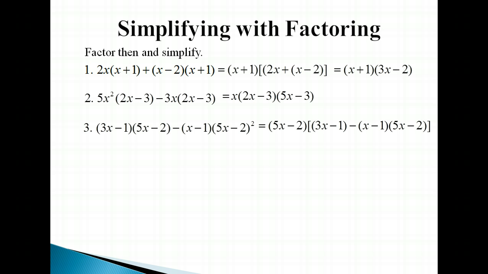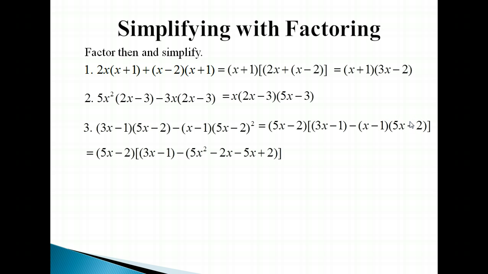Okay, so now we need to simplify. So we're going to FOIL (x minus 1) times (5x minus 2). For our first terms together, we get 5x squared. Our outer is negative 2x. The inner is negative 5x. And the last gives me positive 2.